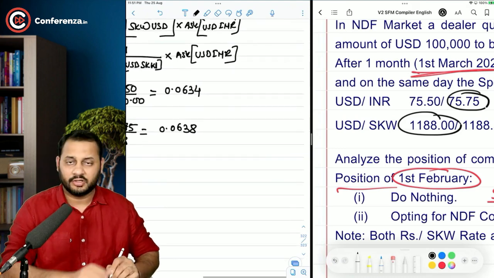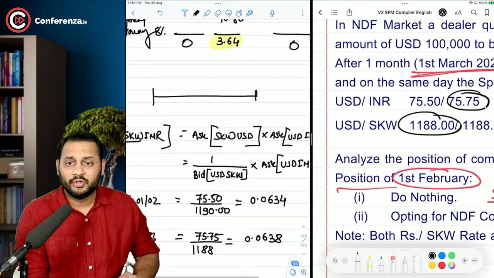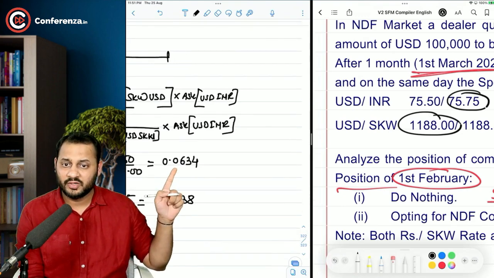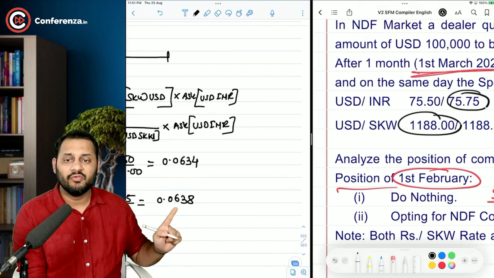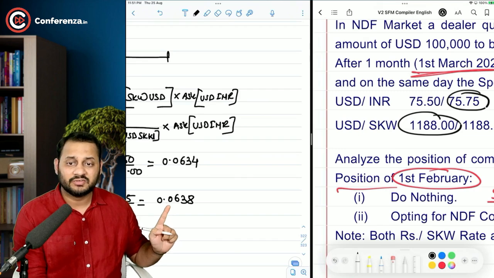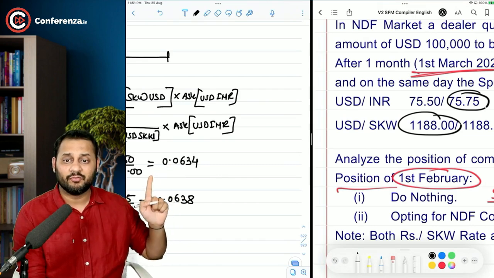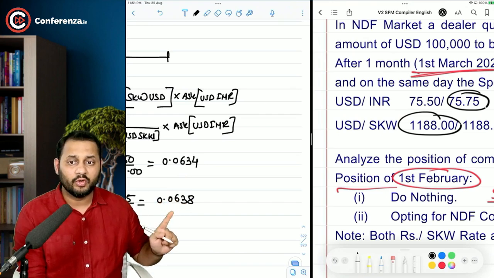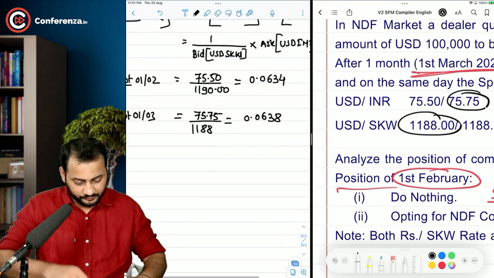So what is this? This is INR per SKW, and we want to buy SKW. If we had bought it on 1st February, this would have been the INR outflow by us. But now we are buying it at this rate, so this will be the INR outflow for us. We can clearly see that as compared to 1st February, we have to pay more INR. In place of 4, there is 8. We have to pay more INR for SKW. There is a loss. Clear loss.